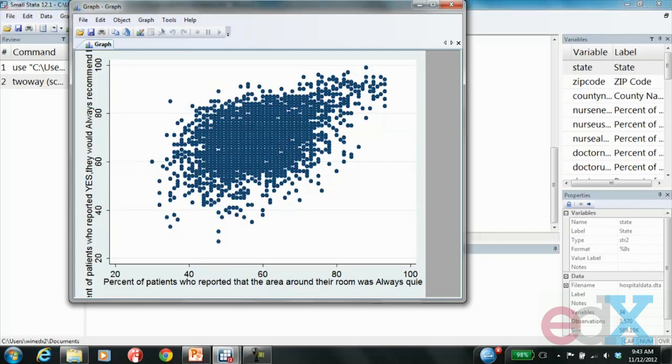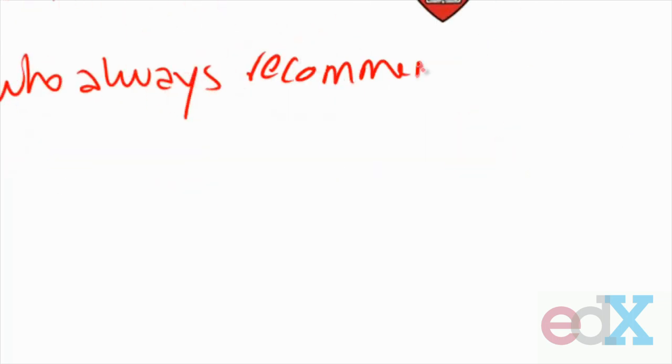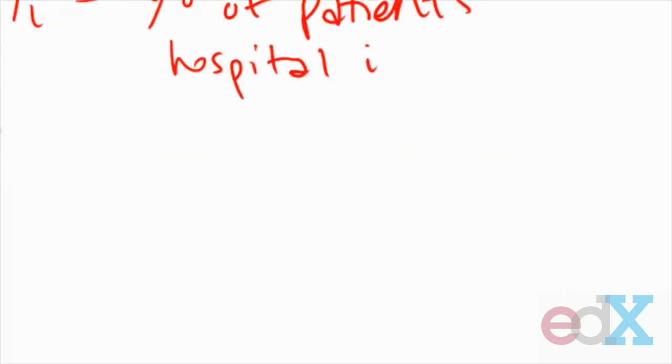So let's go ahead and write down the exact model that we're going to be fitting. Our outcome for hospital i, where i equals 1 to n, so we have n different hospitals, our outcome yi for hospital i is defined as the percent of patients who recommend the hospital always. Now we need to consider the model covariates. We have two covariates. The first covariate we're going to denote x1i, and this is the same covariate from the previous tutorial. It's just the percent of patients in hospital i who say that their nurse always communicated well.